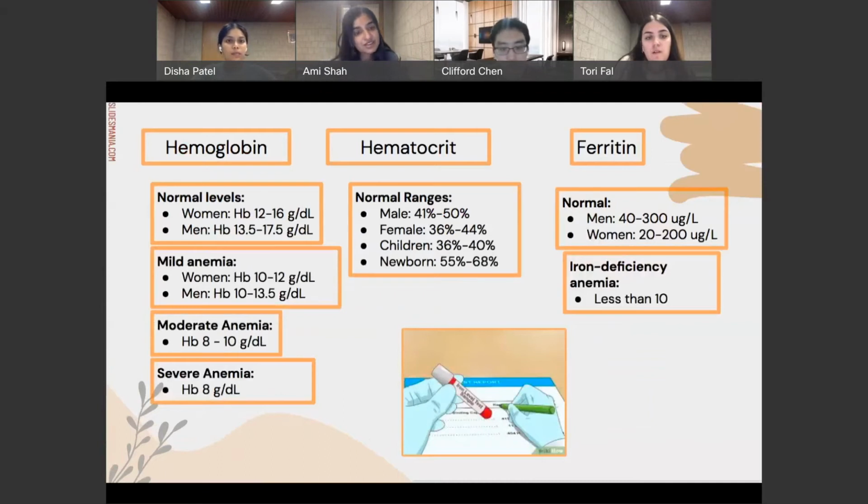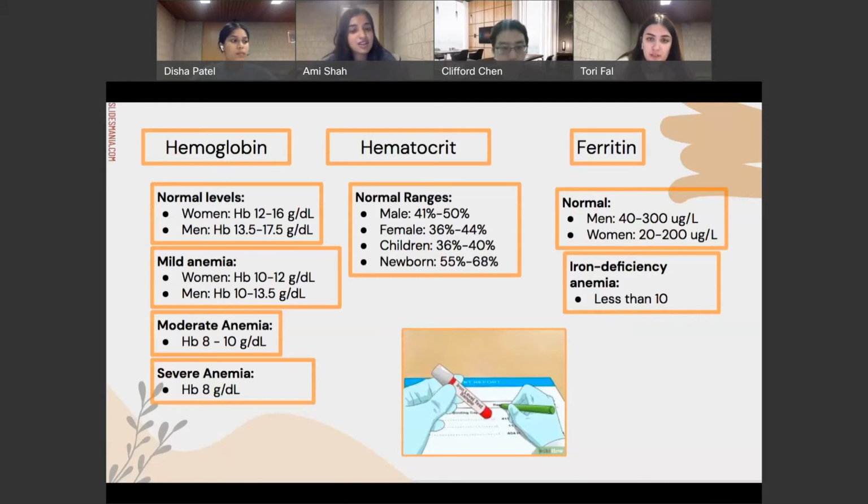These are some exact values that physicians would use to diagnose someone with low iron. So as you can see for hemoglobin, the normal levels are from 12 to 16 for women, and for men, it's 13.5 to 17.5. But if you have anemia, that'd be decreased levels, all the way up to severe anemia, where you have a hemoglobin level of 8.